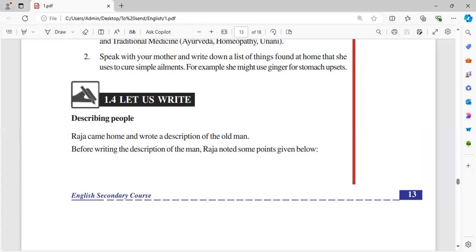So you have been given an example. Your mama or your mother may use ginger for a stomach upset. She may add the ginger into something and give it to you to make sure your stomach is functioning well. Or if your stomach is getting upset, she may put the ginger into something and give it to you as a cure for it.